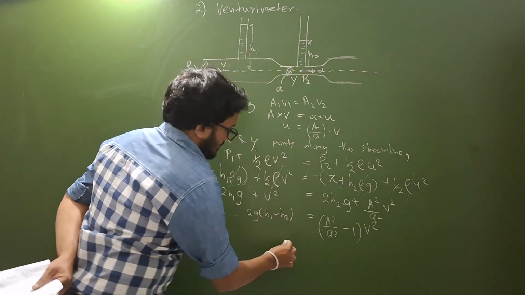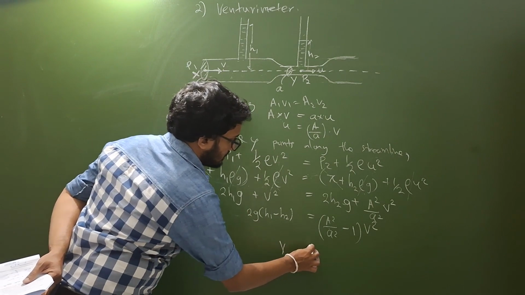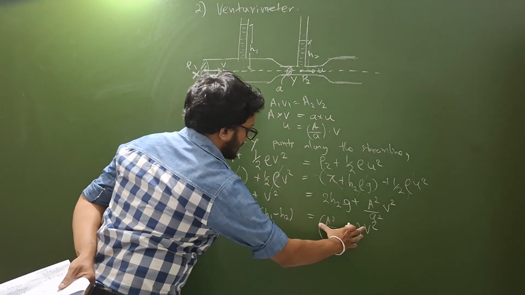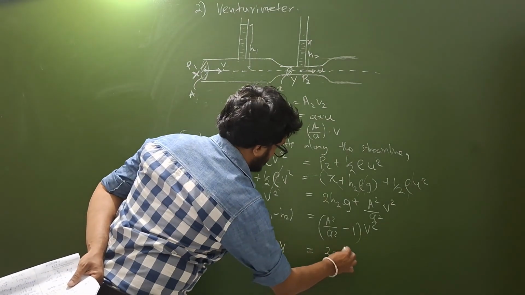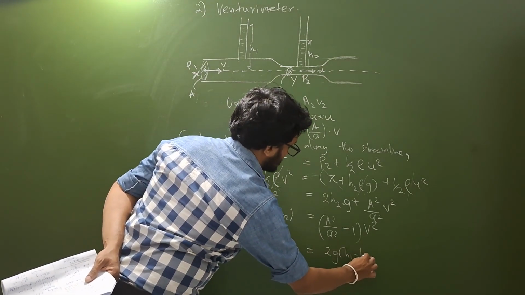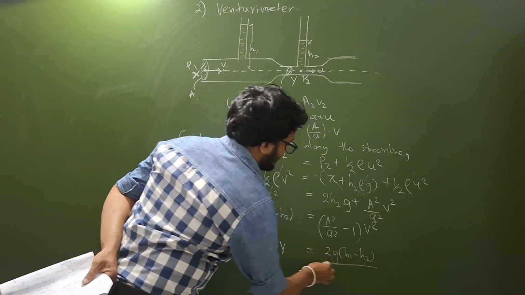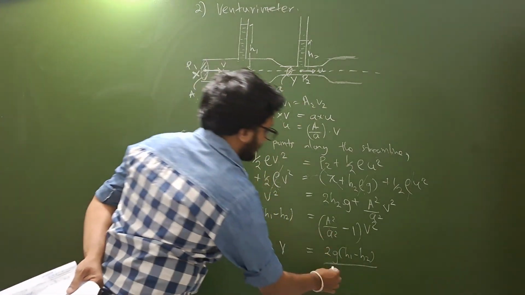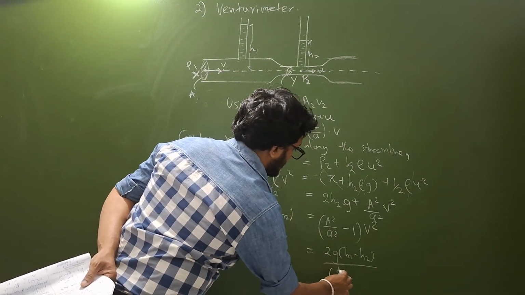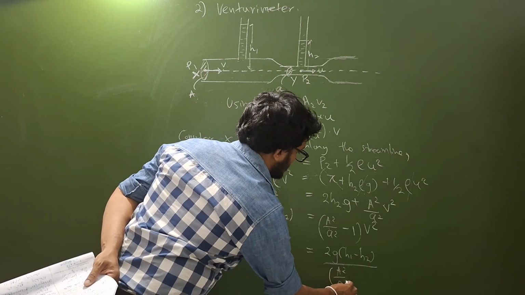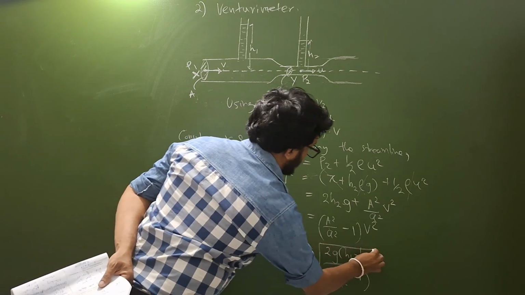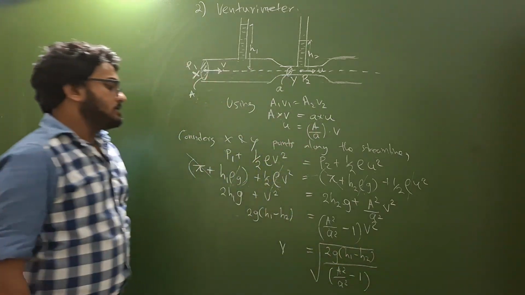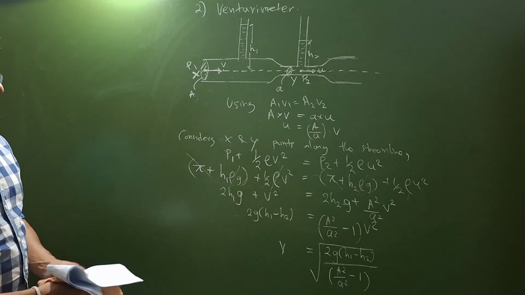So finally V equals the square root of 2g times H1 minus H2 divided by a squared over capital A squared minus 1. This is the final expression for the velocity.